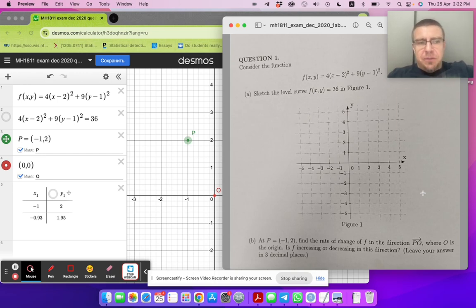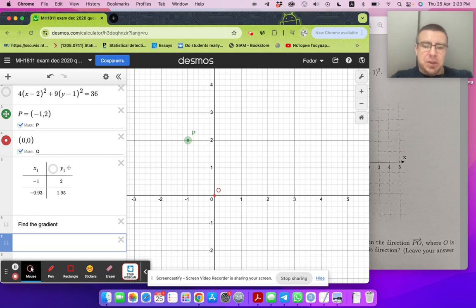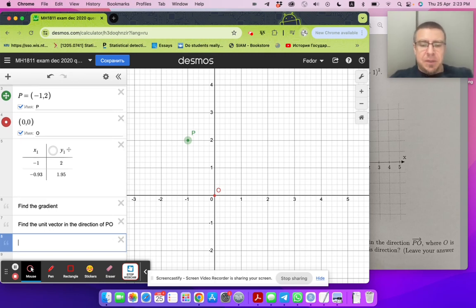To figure out whether F is increasing or decreasing in this direction, we can just look at whether the rate of change is positive or negative. That's not really very hard. But first we need to find the rate of change. To find the rate of change of a function in the direction of a given vector, we take the dot product of the gradient of the function with the unit vector that is parallel to the given vector. Let me write it down here. The first step is to find the gradient of the function. The second step is to find the unit vector in the direction of PO. And the third step is to calculate the dot product. Okay, so let's do that.